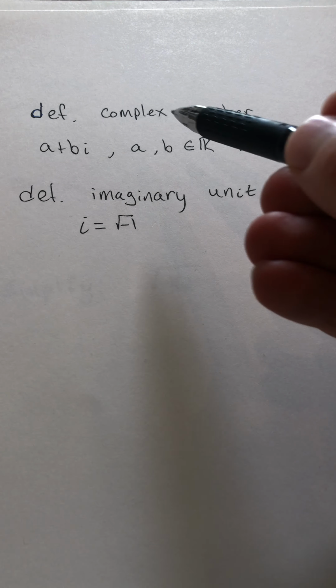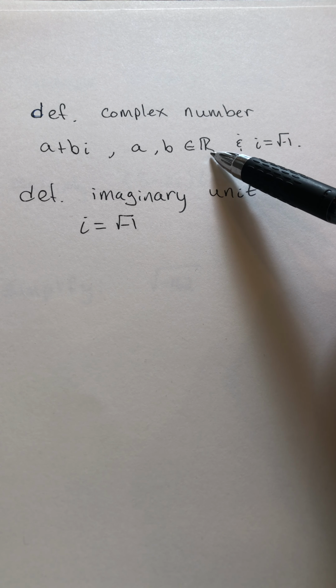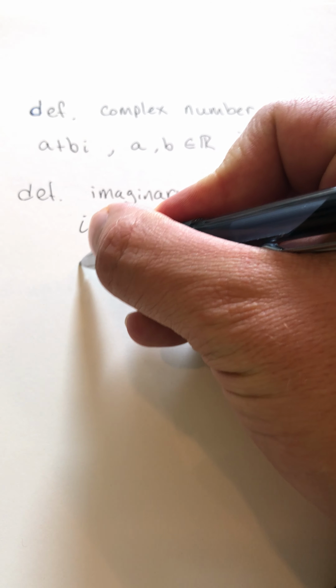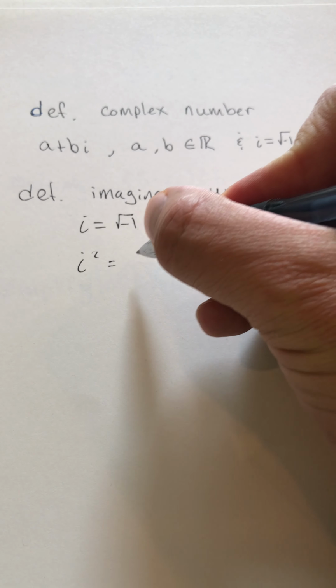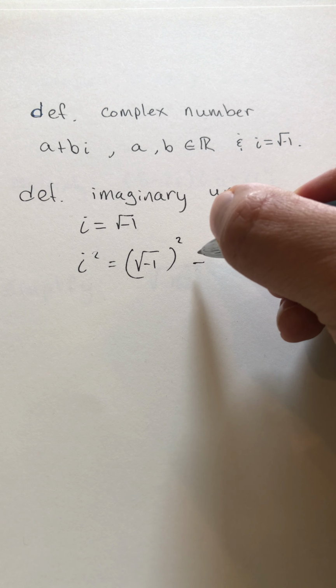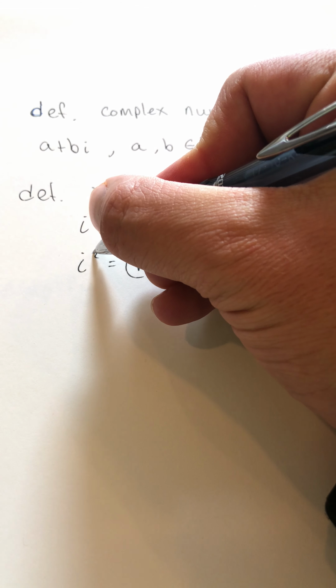The definition of a complex number is a plus bi, where a and b are contained in the real number system, and i is the square root of -1, and that's what we call the imaginary unit. i equals the square root of -1. So if we took both sides of that equation and squared it, that means i squared is -1.